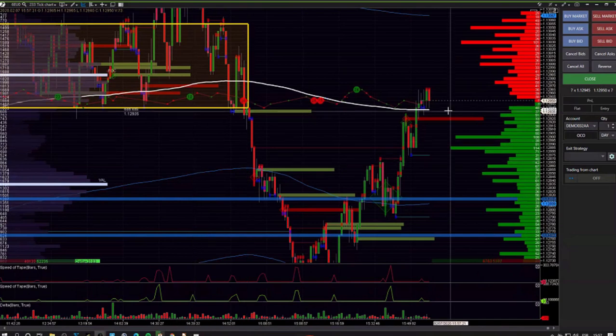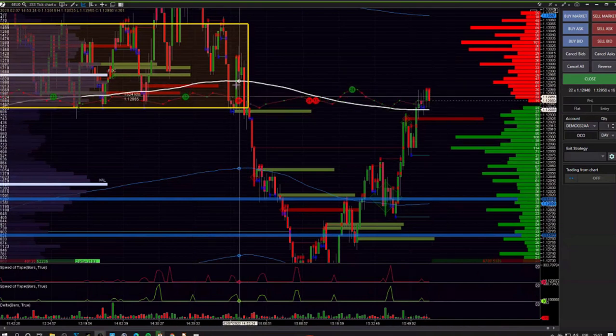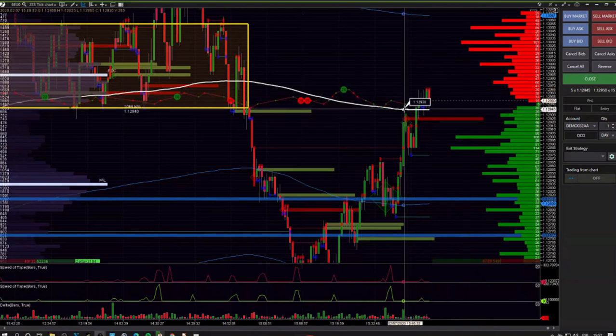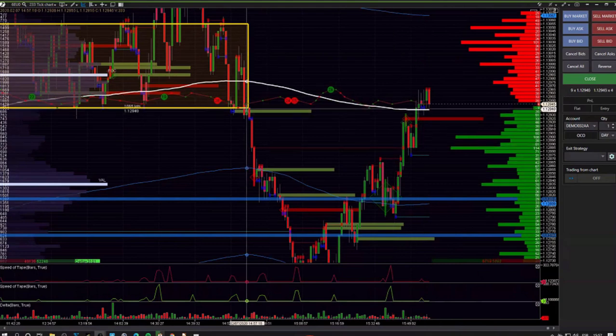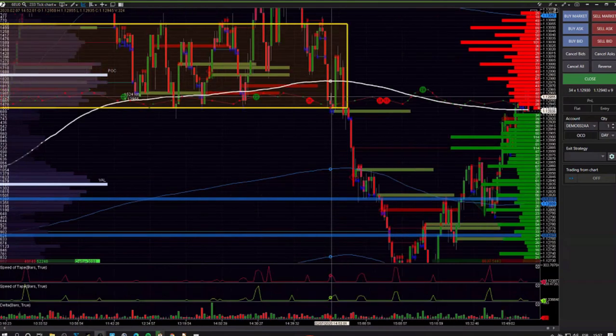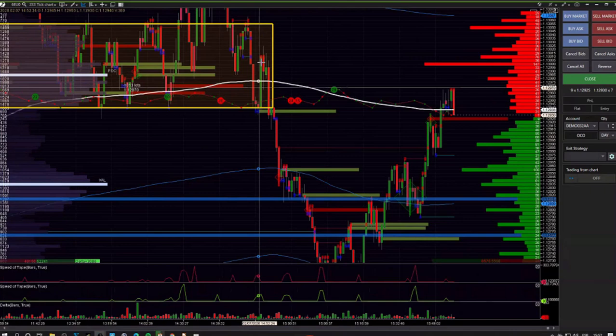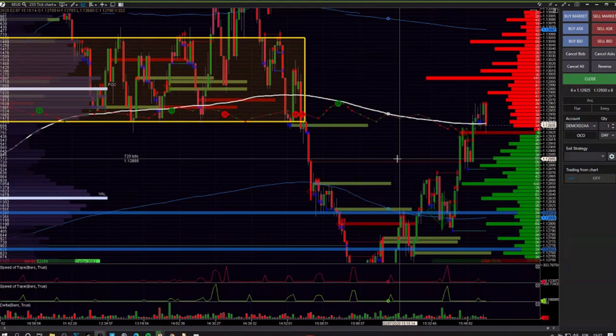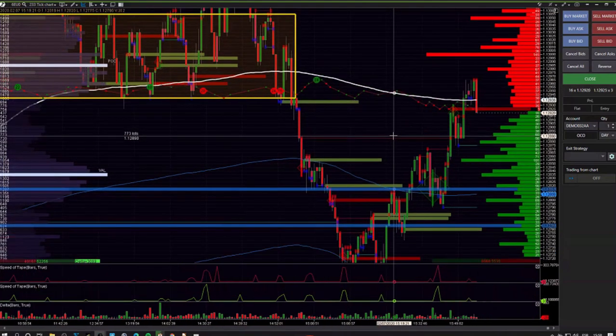Well, we can see now how the price is actually entering this volume area. You can see how it tried before here, and then the price just dropped down. So it's a very nice way to find opportunities inside these areas, because we can see how the price gets rejected from that point.